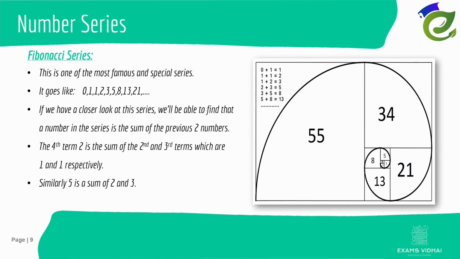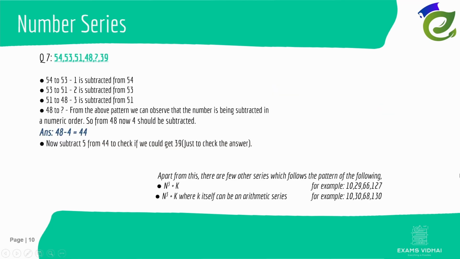The fourth term 2 is the sum of the second and third terms, which are 1 and 1 respectively. Similarly, 5 is a sum of 2 and 3, and 8 is sum of 3 and 5, 13 is sum of 5 and 8, 21 is a sum of 8 and 13, and so on. It goes like this. Okay, let's see some questions.